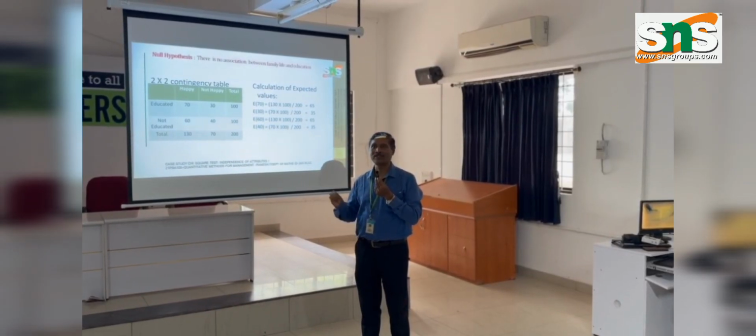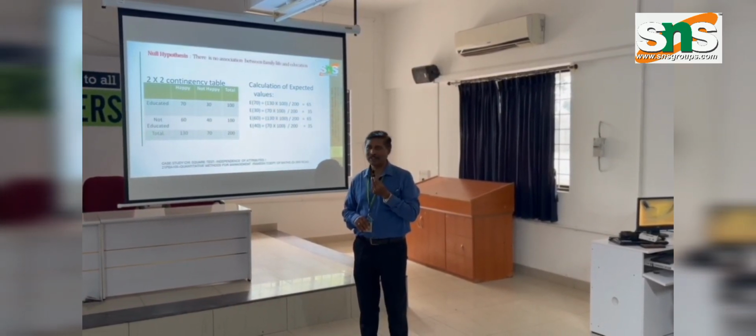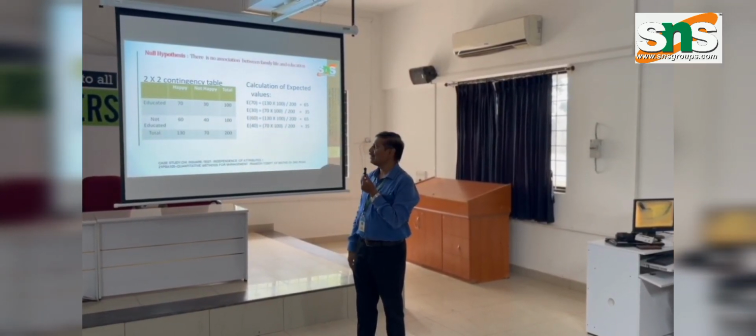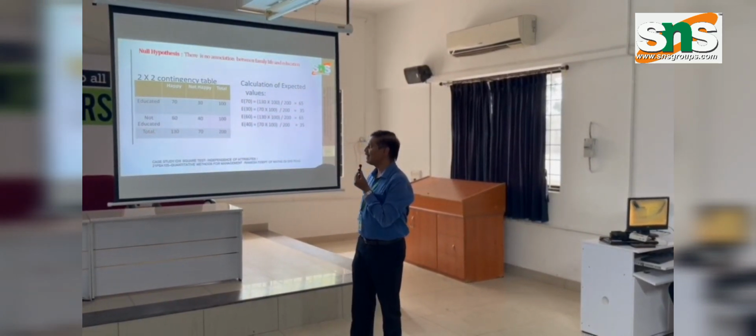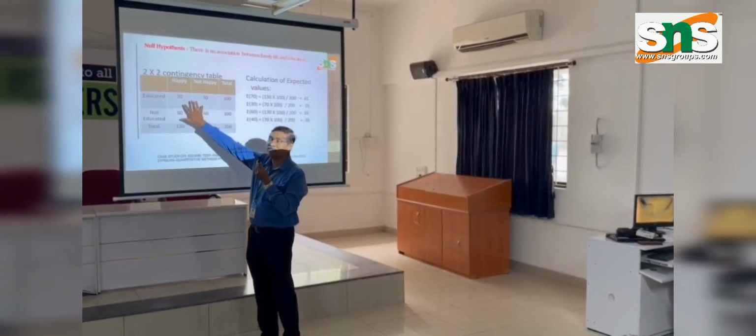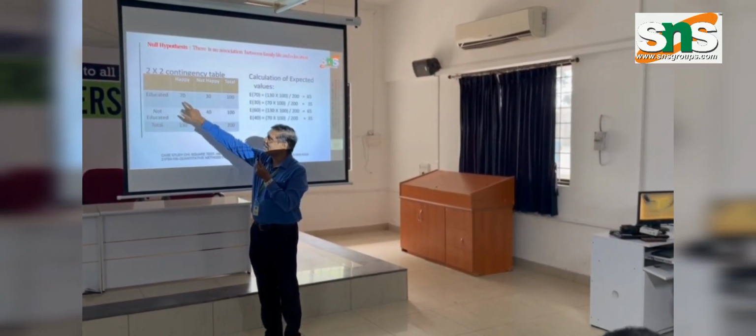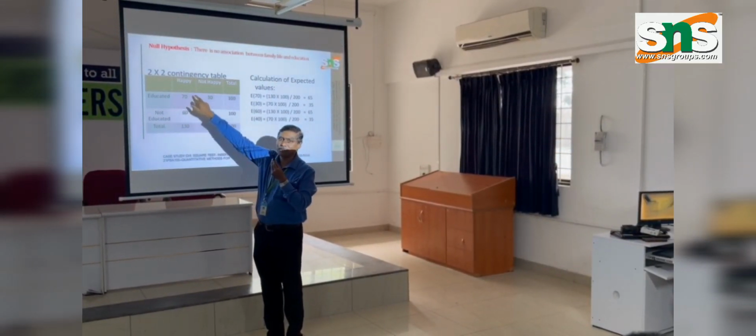Next we form the contingency table. It has 2 rows and 2 columns. Therefore, we form the 2 by 2 contingency table using educated and not educated, depending on happy and unhappy: 70, 30, 60 and 40. These are all observed data. So on the educated side, 70% of people are happy.